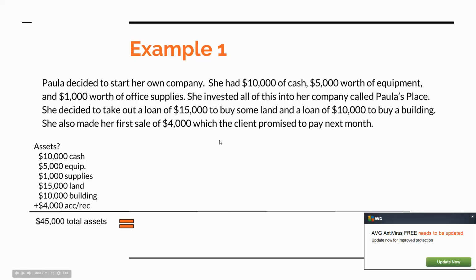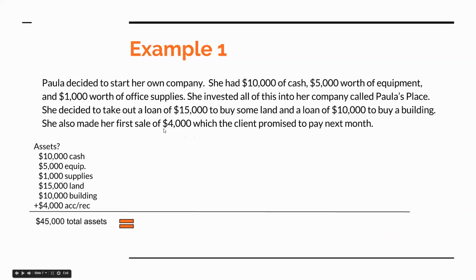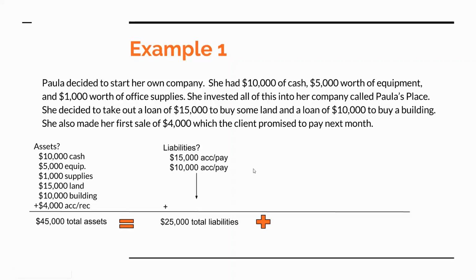The next part of the accounting equation is liabilities. So what liabilities does she have? She has a loan of $15,000 here and a loan of $10,000. And that's going to be a total of $25,000 in liabilities.